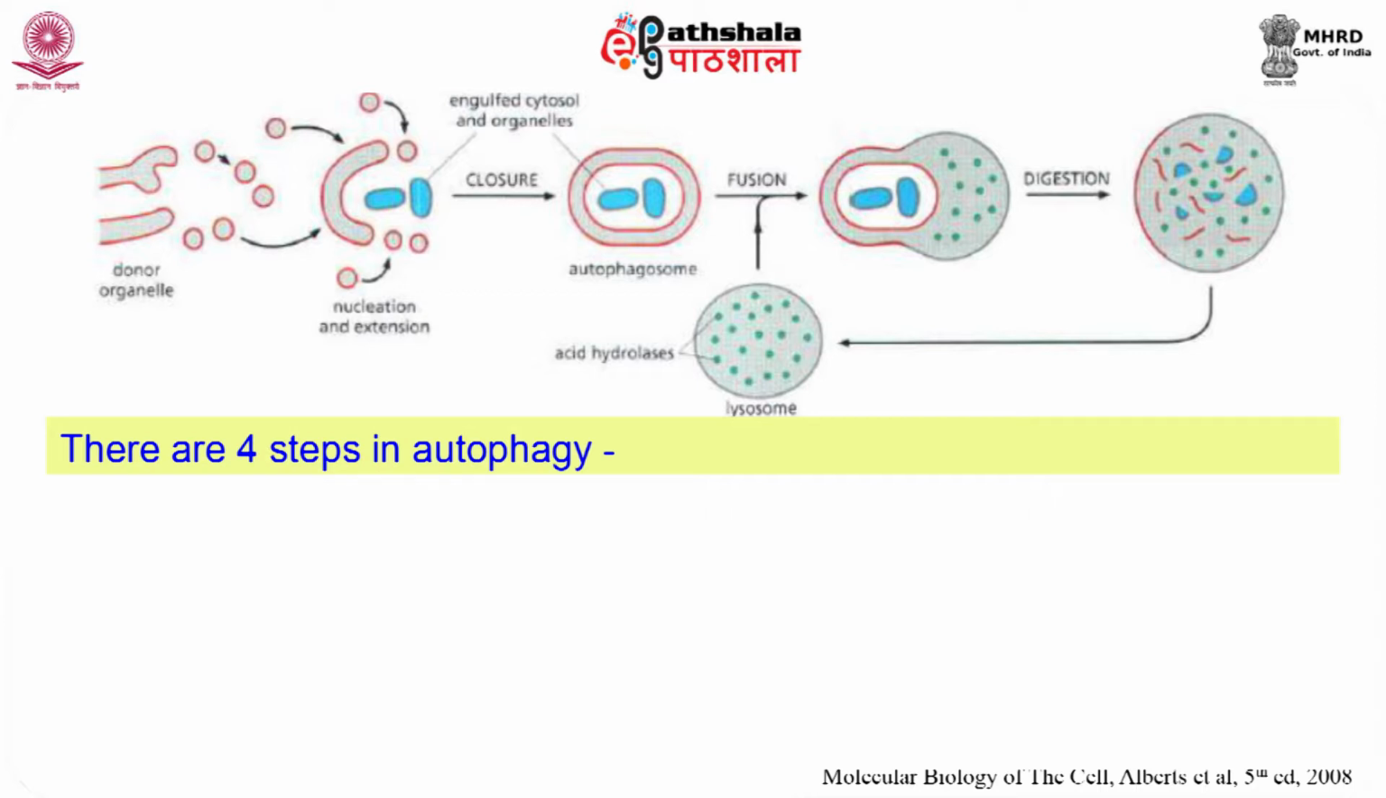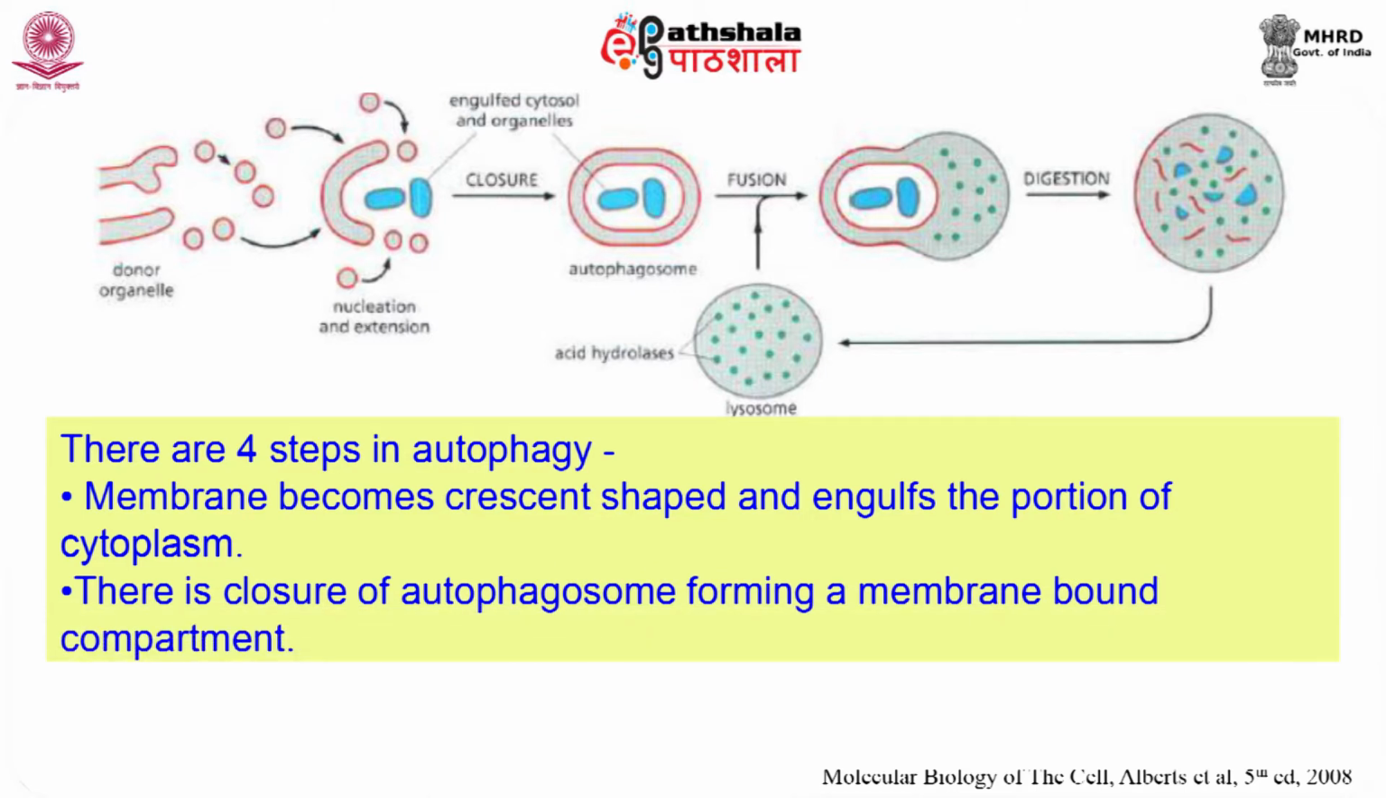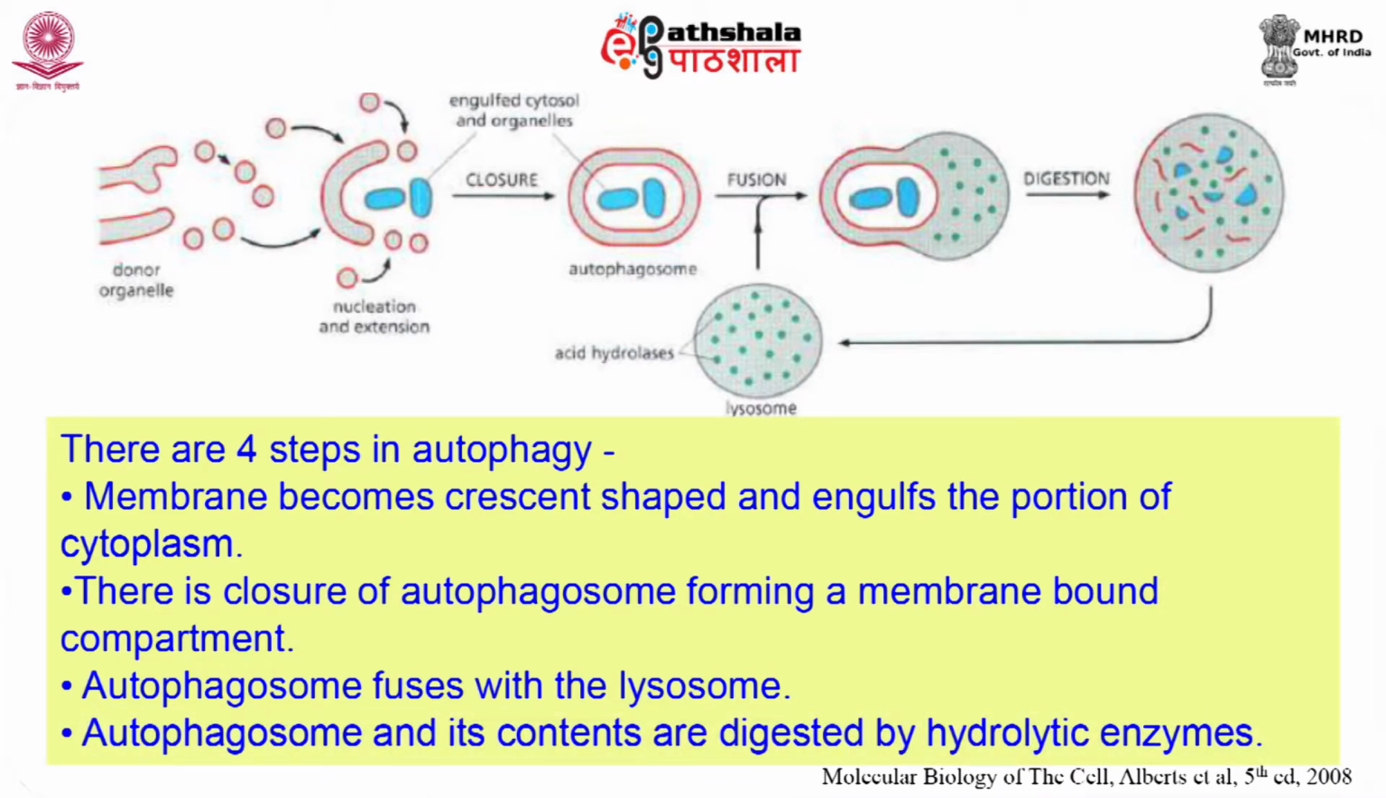In the first step, the membrane becomes crescent shaped and starts surrounding a portion of cytoplasm. Then the membrane completely encloses the portion of cytoplasm, forming an autophagosome. In the third step, autophagosome fuses with the lysosome. Finally, due to fusion, autophagosome and its contents are digested by hydrolytic enzymes present in the lysosome.